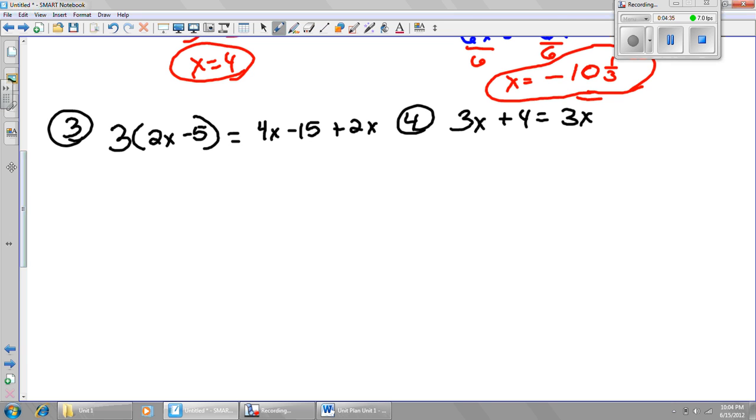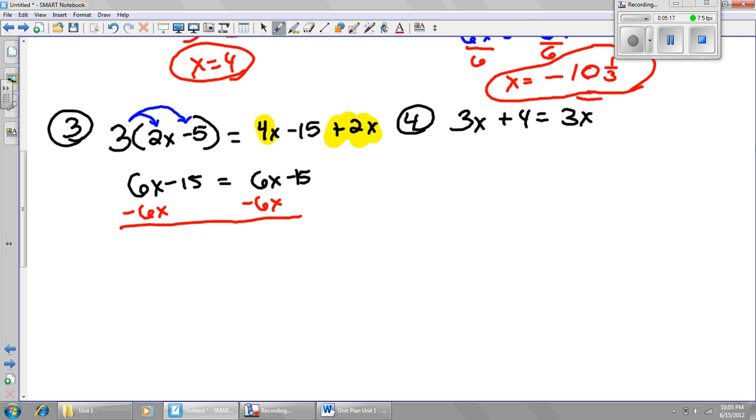Numbers 3 and 4 are going to be very special cases. Number 3, I'm going to go ahead and distribute on the left-hand side. On the right-hand side, I'm going to combine my like terms, my 4x and my positive 2x. So the left-hand side will turn into 6x minus 15, and the right-hand side will turn into 6x minus 15. Now, some of you may see something already, but if you don't, we'll get rid of 6x on the right-hand side, which means I have to get rid of 6x on the left-hand side. And here I will get negative 15 equals negative 15.